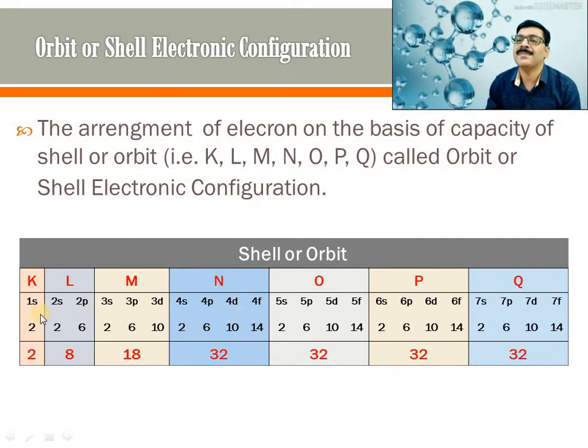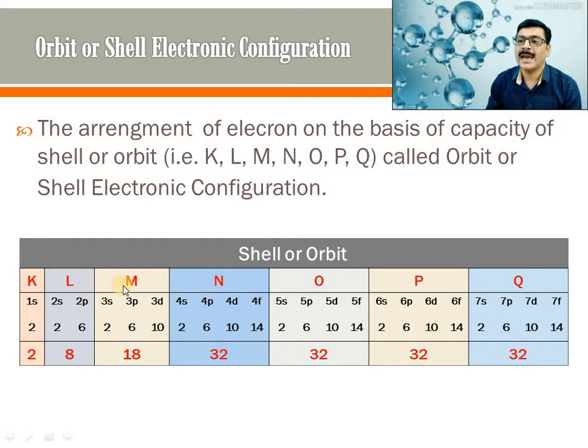Now let us see here. First shell is the K shell, and K shell contains only one orbital, that is 1s orbital, and 1s orbital has 2 electron capacity. So K shell has 2 electron capacity. Then second one, L shell. L shell contains 2s and 2p orbitals, and s orbital has 2 electron capacity and p orbital has 6 electron capacity. So total 8 electrons is the capacity of L shell.